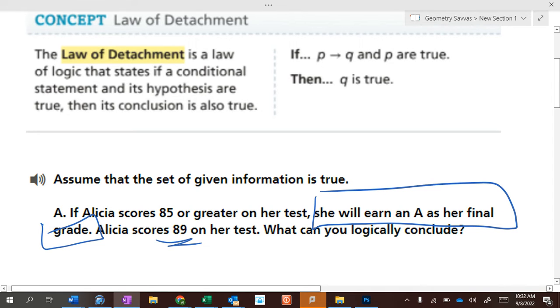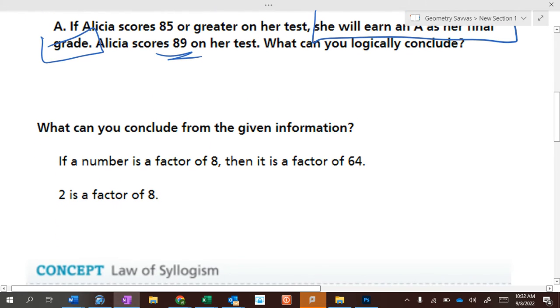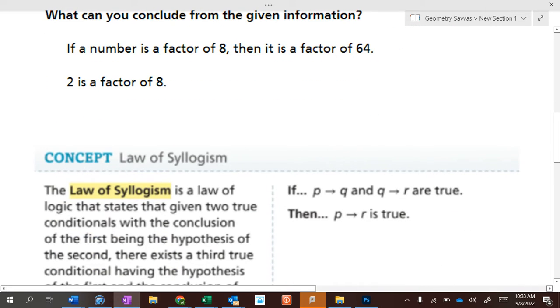If a number is a factor of 8, then it's a factor of 64. 2 is a factor of 8. So what do we know about 2? It's a factor of 64. Straight in front of you, common sense. That's the law of detachment.